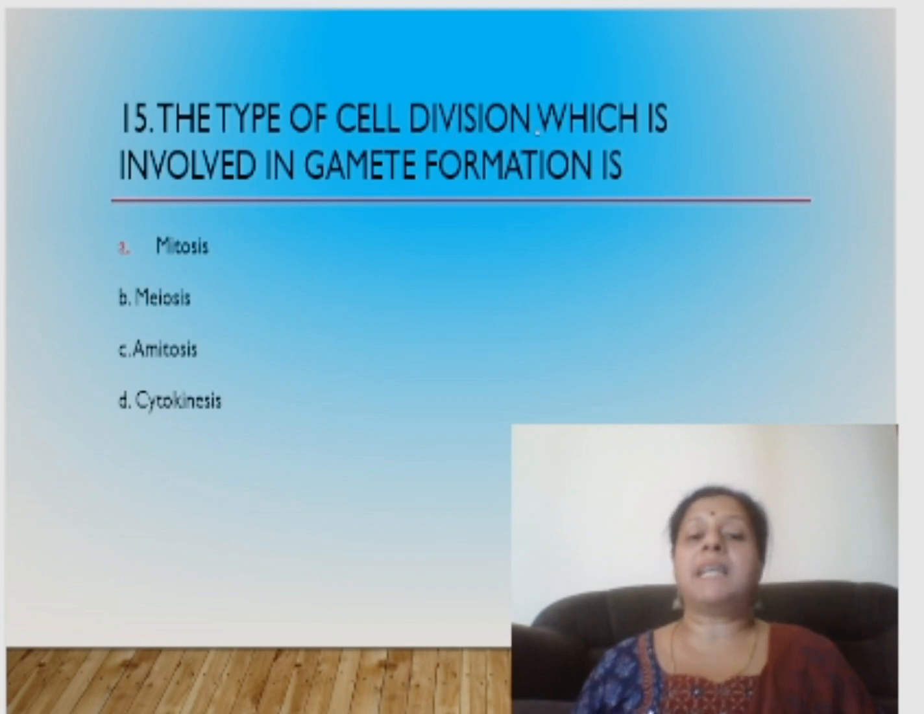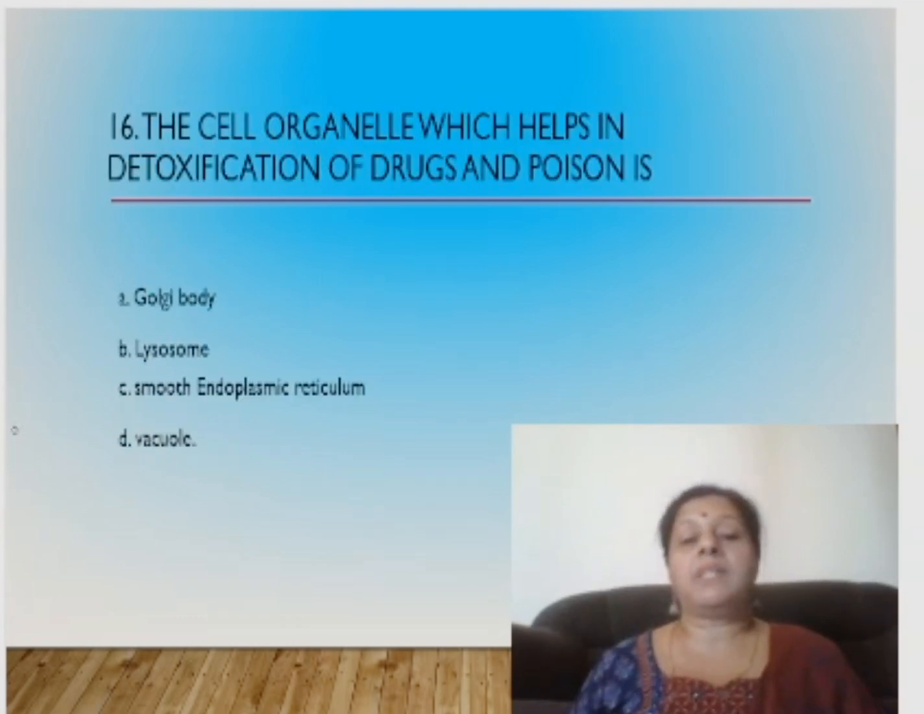The type of cell division which is involved in gamete formation is meiosis, because gametes need only half the number of chromosomes. The chromosome number becomes half during meiosis. Cell organelle which helps in detoxification of drugs and poison is smooth endoplasmic reticulum. In the vertebrate liver cells can do this function.